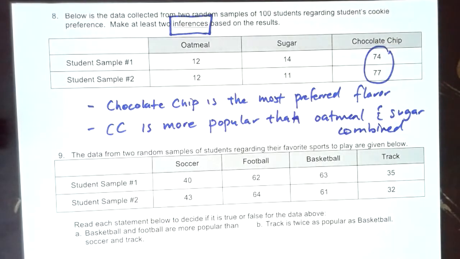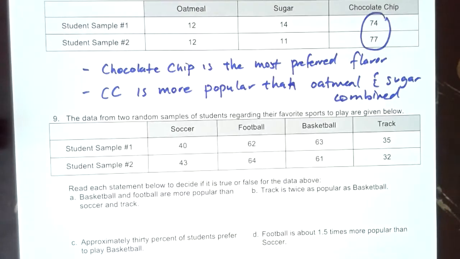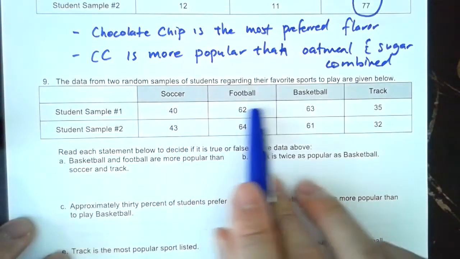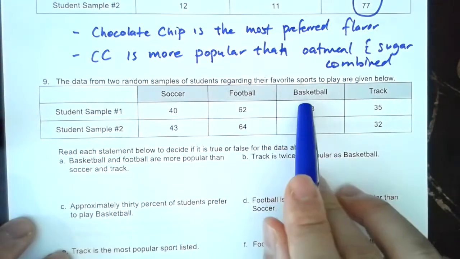Okay. And sometimes people make incorrect inferences. So we definitely need to practice our ability to use judgment and our ability to read statements and to see if they actually line up with the data, right? So the data from two random samples of students regarding their favorite sports to play are given below. Okay, student sample one, you can see, wow, football and basketball.